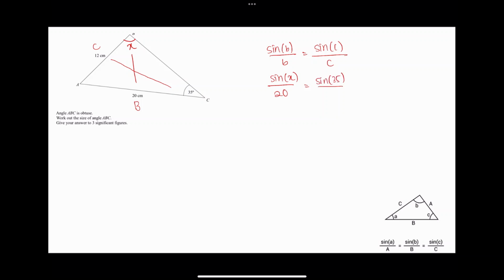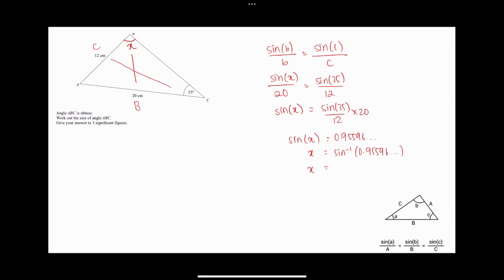You can have a go at this independently and return back to the video to check your steps and to add any corrections to your method. You will eventually end up with sine x over 20 is equal to sine 35 over 12. Rearrange the formula and work out the value of x by taking the inverse value of sine x.